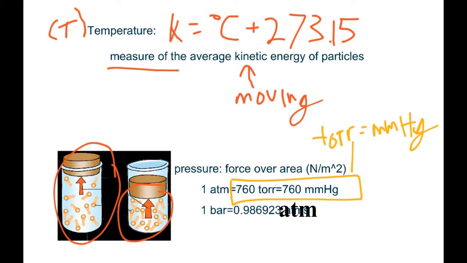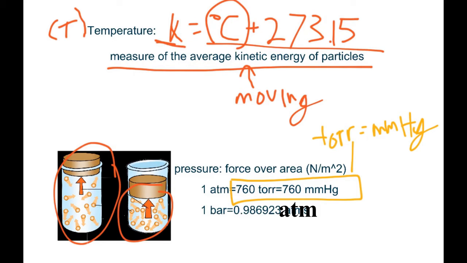Temperature is the measure of the average kinetic or moving energy of particles. And we measure temperature using a thermometer. Two of the most important units we use are Kelvin and Celsius. To convert between the two, simply add 273.15 to the degrees Celsius to get Kelvin, and note that Kelvin does not have a degree symbol like Celsius does.